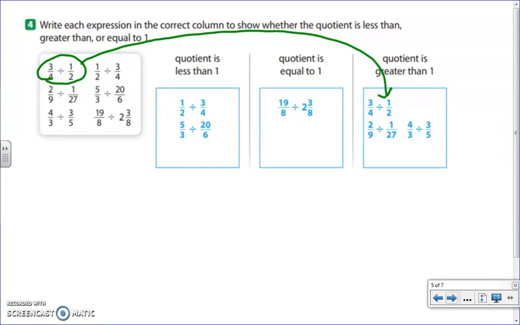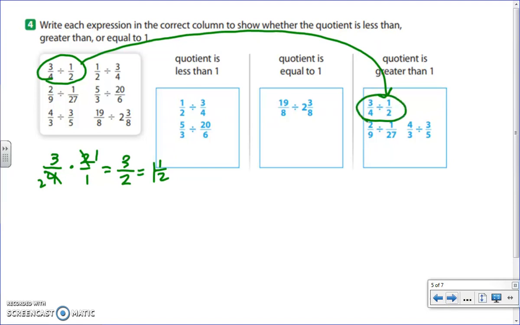In order to figure out which one goes in each column, one way you could do that is just literally do the problem with the keep, change, flip method. It might be a good time to practice your cross reducing. There's 3 halves, or 1 and 1/2. So I know that would be bigger than 1. 1 and 1/2 is greater than 1, so that's why it's in the greater than 1 column.